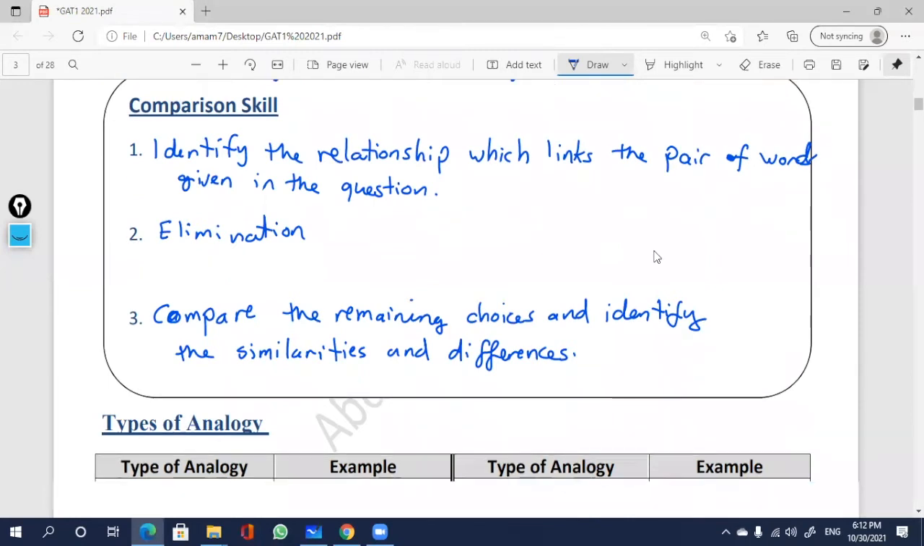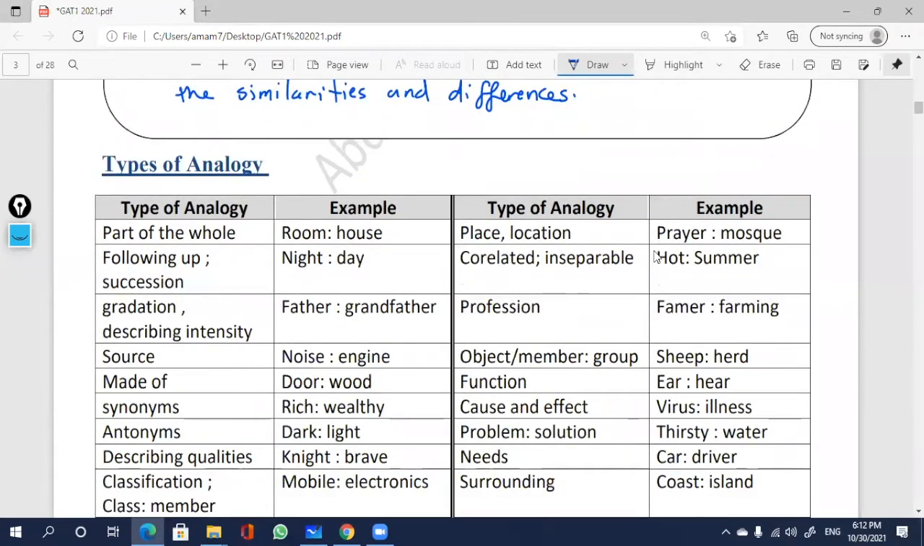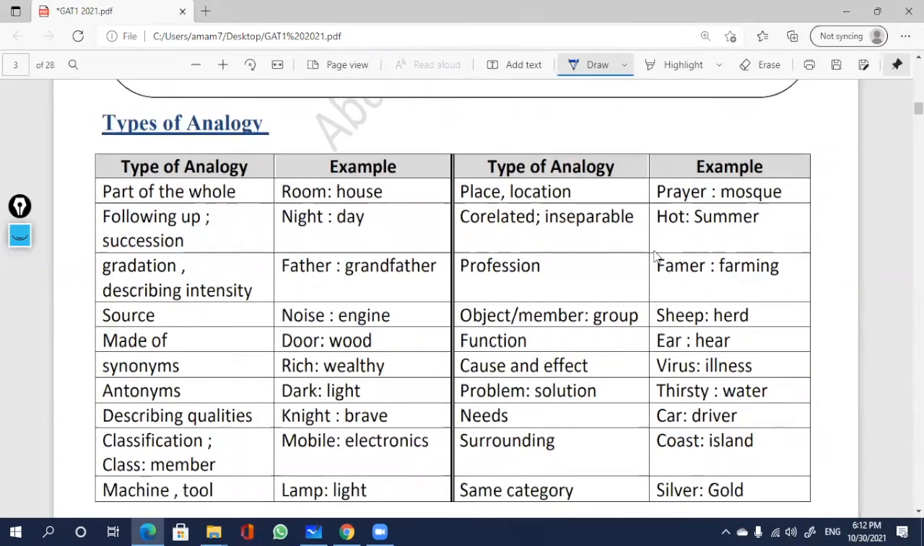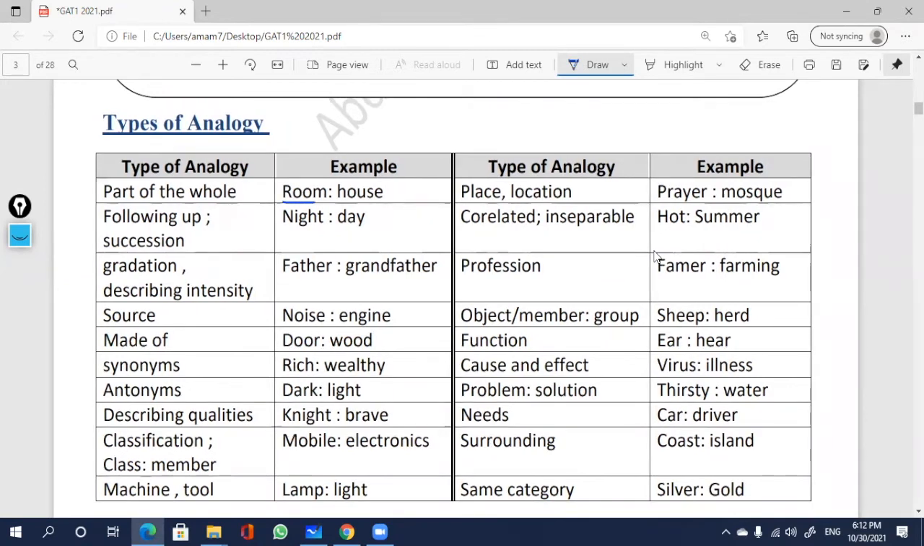Okay, now we have type of analogies. Here we have the most common types of analogies. The first one, we have part of the whole. As you see here, we have room, house. A room is a part of a house. Then we have following up or succession, night, day. They follow each other. After night, we have day. After day, we have night.